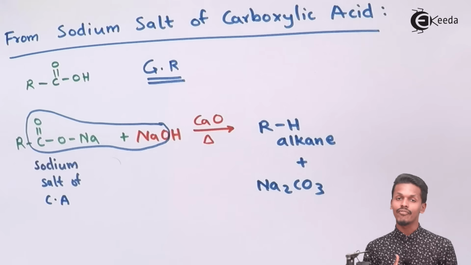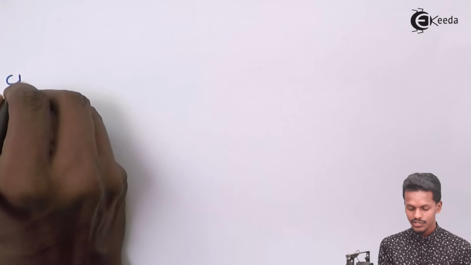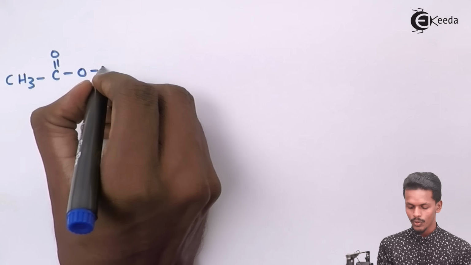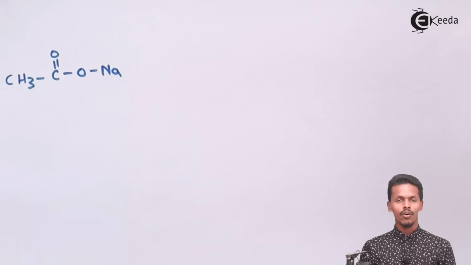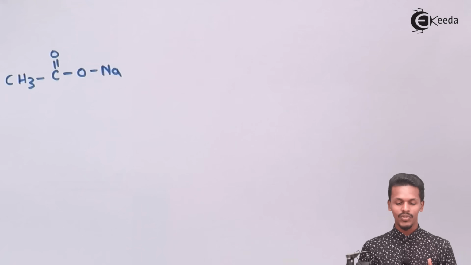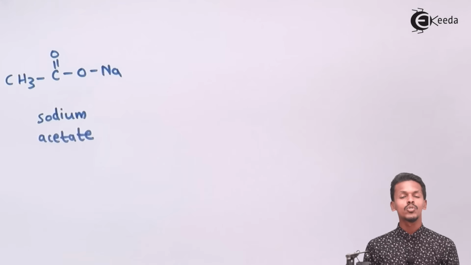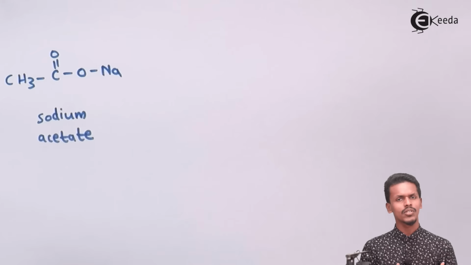But let us understand the different examples from which we could learn more about this method of preparation of an alkane. Suppose we have a sodium salt of carboxylic acid like CH3COONa. If instead of sodium, H would have been there, this would be called acetic acid, or ethanoic acid in IUPAC naming. So this is sodium acetate, the sodium salt of acetic acid, and it is nothing but the sodium salt of carboxylic acid.